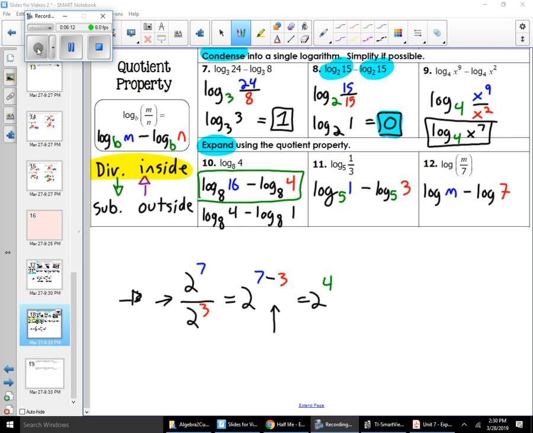So that's our quotient property. Again, just like the product property, it's similar to exponentials. But again, division inside becomes subtraction outside. It's the opposite of the rule for exponentials. Again, because they're inverses, that's what we expect. So we have our product property, our quotient property.